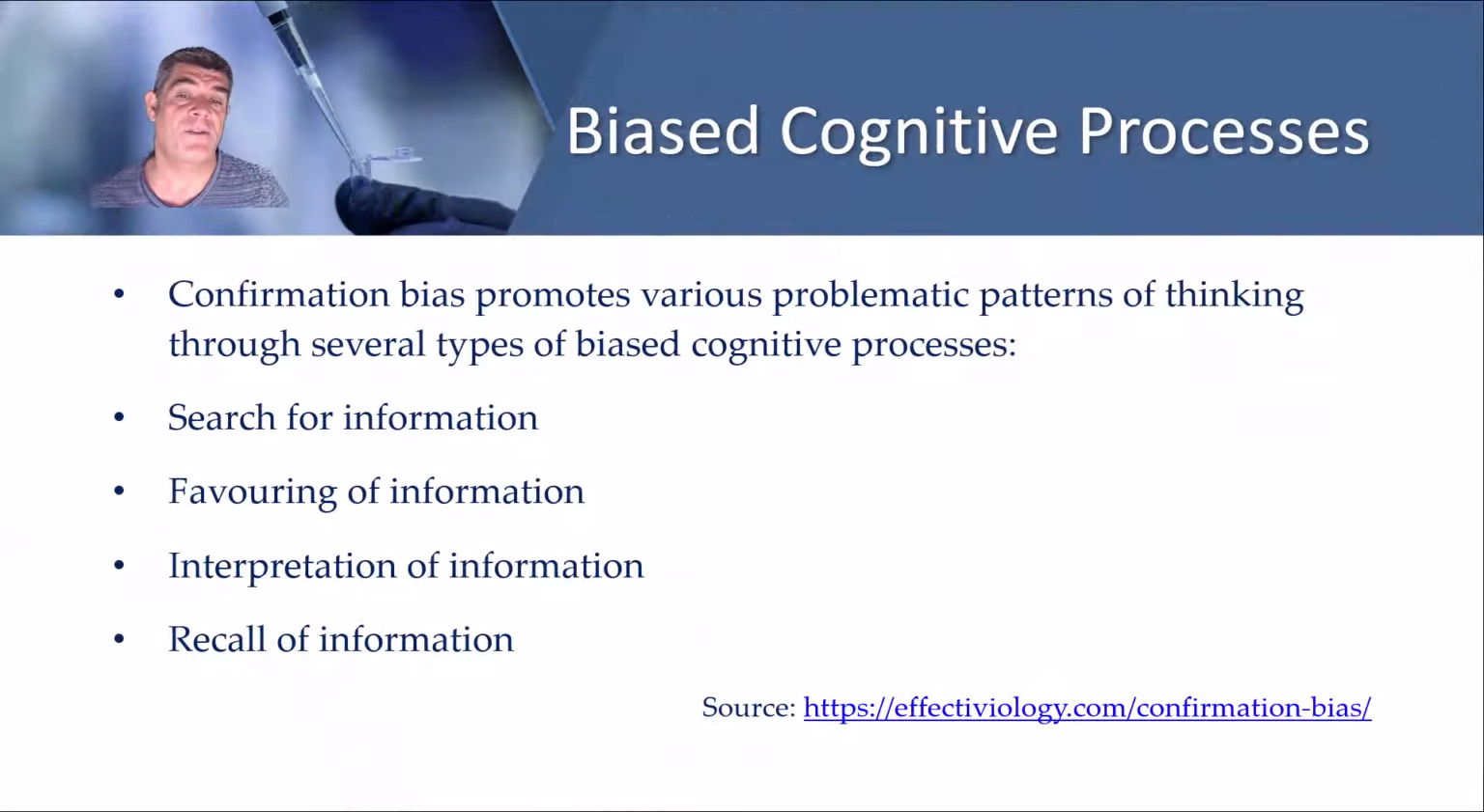Confirmation bias promotes various problematic patterns of thinking through several types of biased cognitive processes. These can include your search for information, the favoring of information that supports the idea that you have pre-existing, the interpretation of information, and that can include data that you have generated yourself, and also recalling specific information in the context of how it supports those views that you've put forward or that hypothesis that you originally postulated.